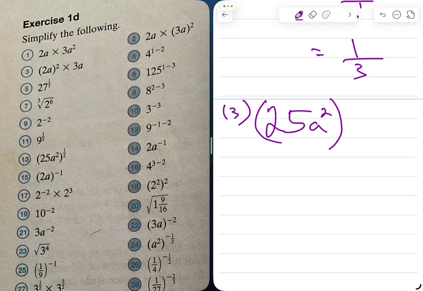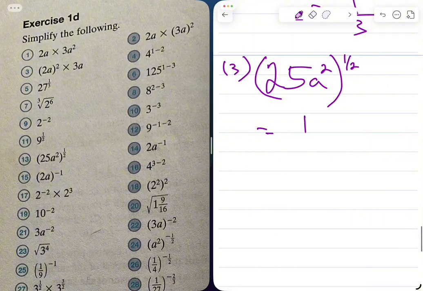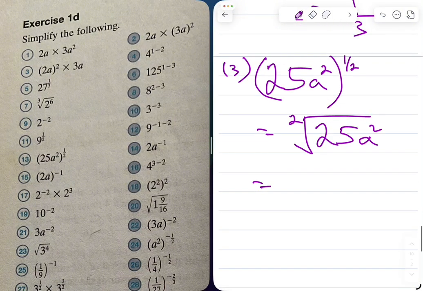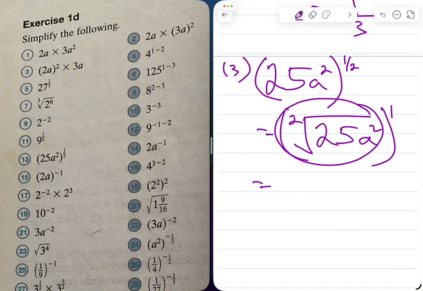25a square and the whole of that raised to power 1 over 2 is equal to the square root of 25a square. And that simply means the square root of 25 is 5, don't forget the power outside here. This simply means the square root of 25a square and the whole of that raised to power 1.